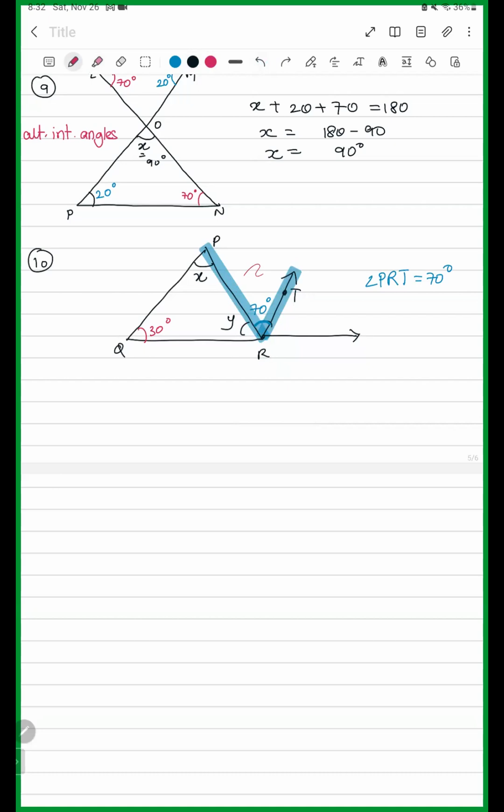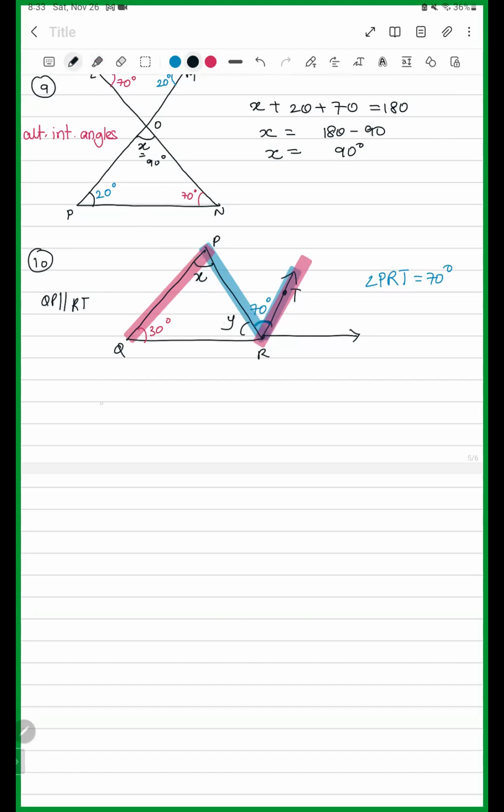Okay, let me give you a hint. Look at what they've given, I'm sorry, I forgot to mention it, that QP is parallel to RT. This QP, this thing, is parallel to RT, this thing. Now look at it and tell me. These are two parallel lines, QP and RT. I think X will be 70. Very good. Why? Because they are alternate interior angles. Excellent.